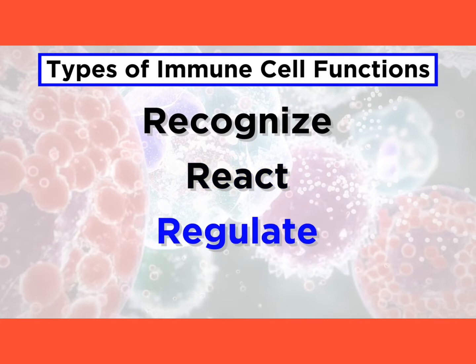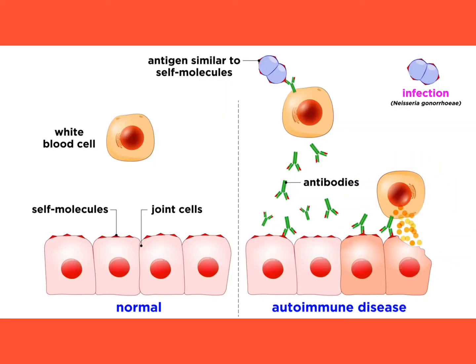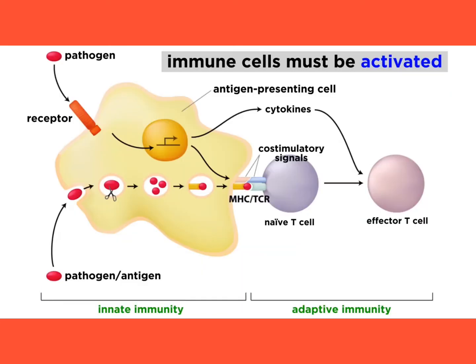Function 3. Regulate. Although immune cells are very good at killing infectious organisms, they can also cause damage to self-tissue, so immune cells need to be able to regulate themselves and each other to prevent an immune reaction from getting out of control. Before they are able to carry out their effector functions, immune cells need to be activated.